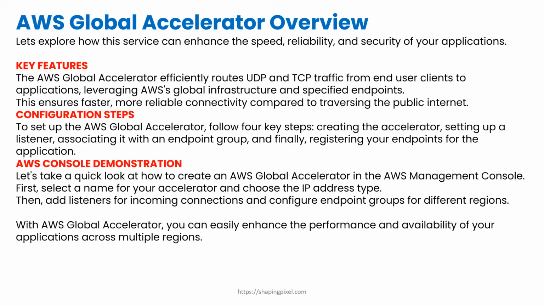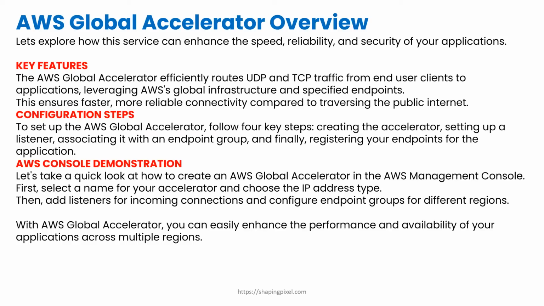So let's explore how AWS Global Accelerator can enhance the speed, reliability, and security of your application. The AWS Global Accelerator efficiently routes UDP and TCP traffic from end user clients to applications, leveraging AWS global infrastructure and specified endpoints. This ensures faster, more reliable connectivity compared to traversing the public internet.